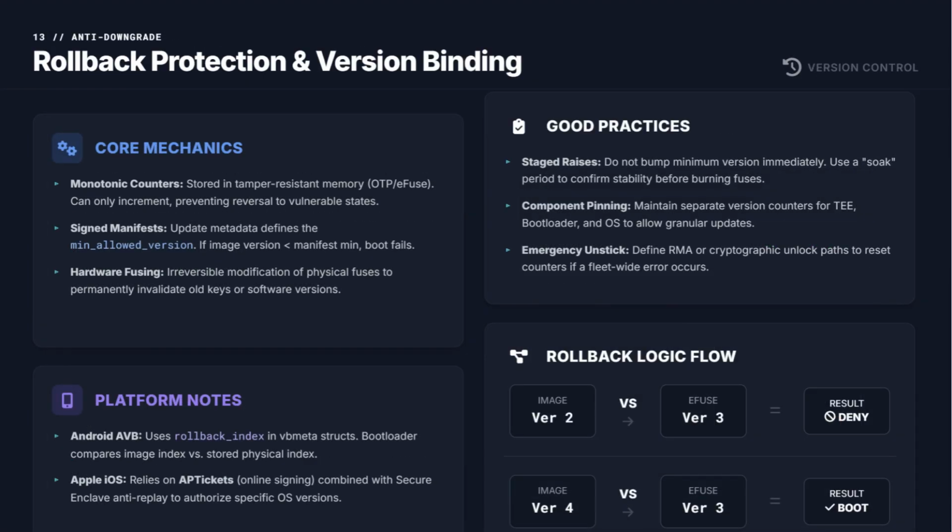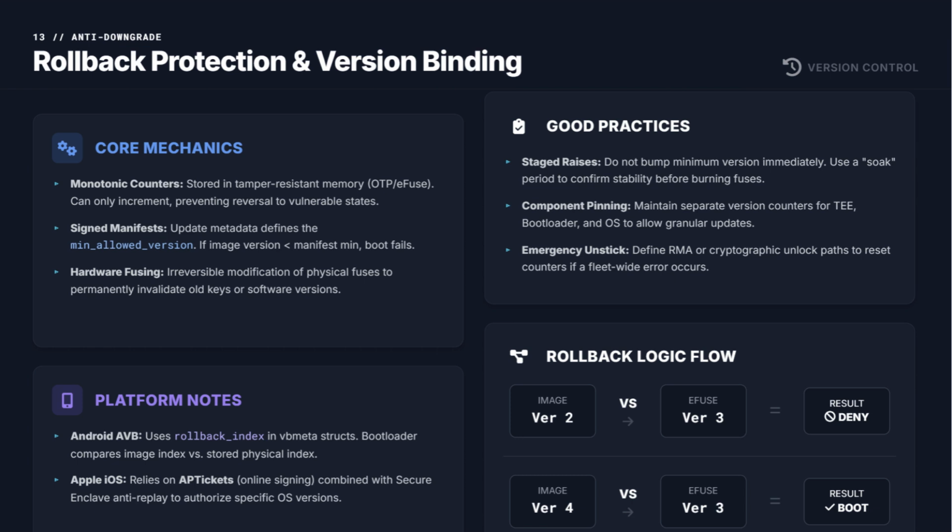Rollback protection prevents attackers from installing outdated firmware. Devices maintain monotonic version counters, often stored in tamper-resistant memory such as fuses. When firmware is installed, the device checks that the version number is greater than or equal to the stored counter. If an attacker attempts to install an older version, the system rejects the firmware.